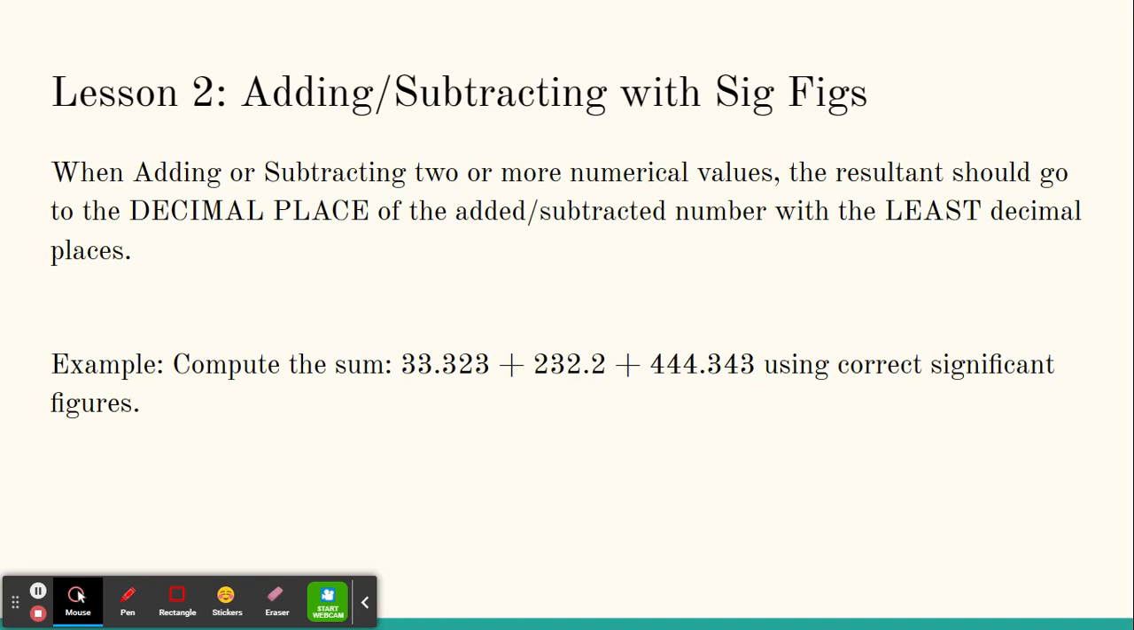So if we were to compute this, we would use a calculator, which would be 709.866. So since we can only have one decimal place, the answer would be 709.9 when applying the significant figures rules. Now, in this case, we do not consider the significant figures. We only consider the amount of digits after the decimal place.